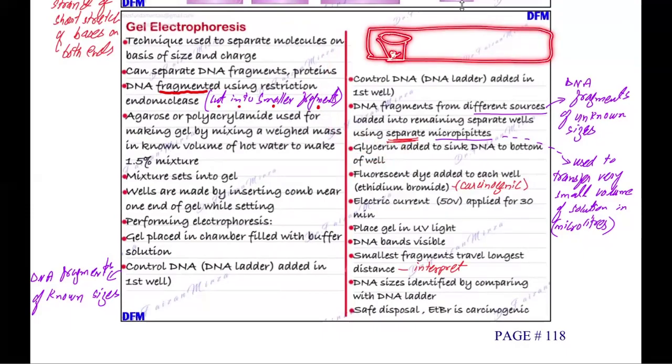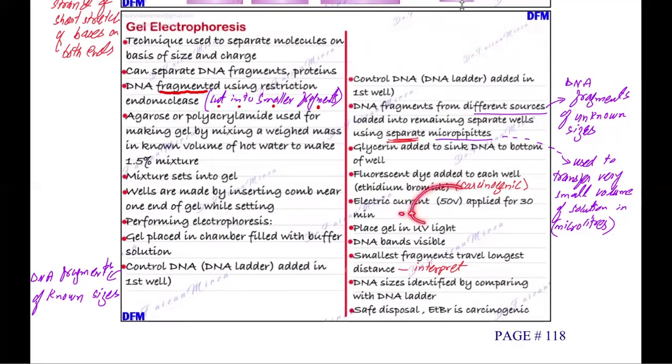When I apply a potential difference, the DNA will start to travel in a straight line. Depending on the size, if it's a smaller DNA fragment, it will travel a longer distance. If it is a larger DNA fragment, it will travel a shorter distance. The fluorescent dye will eventually help me identify the DNA fragment at the point to which it has traveled. What would be the magnitude of the electric current? I can apply 50 volts for 30 minutes.